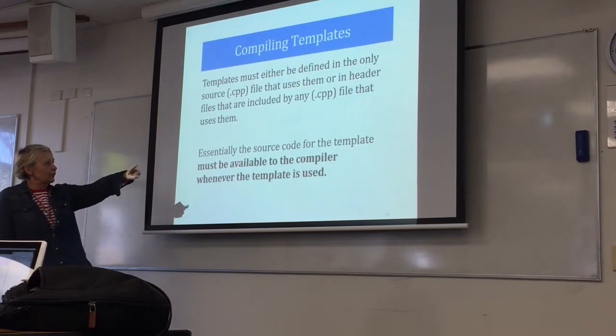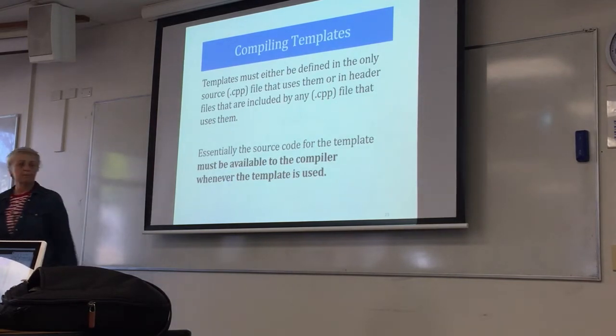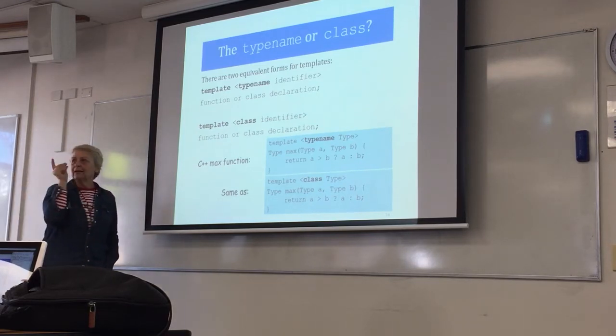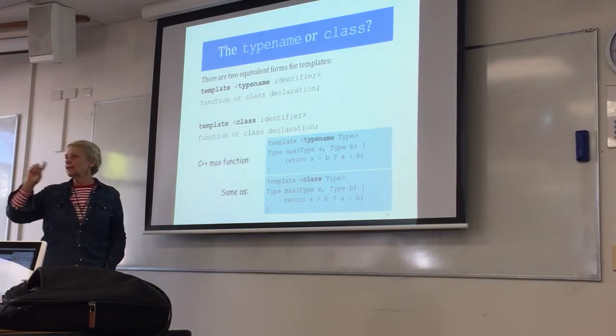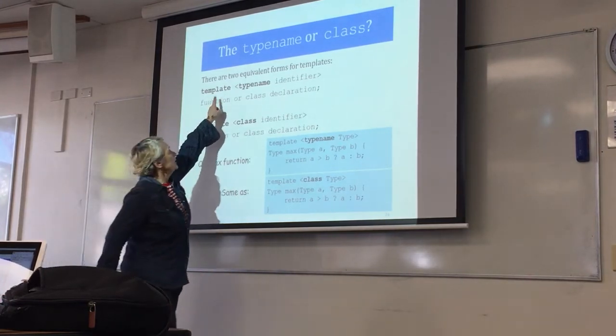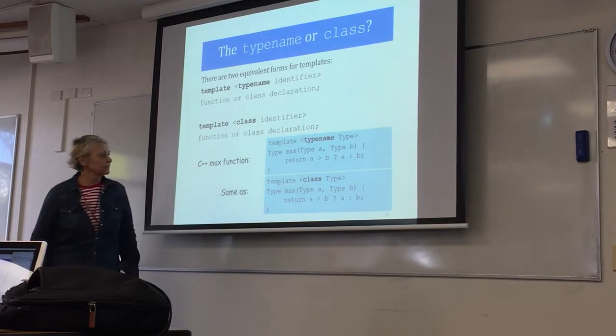The source code for the template must be available to the compiler whenever the template is used. And if you don't use the template, the compiler doesn't check the syntax. So be aware when you define templates, you have to call it effectively. Otherwise, you might have a wrong templated function. If you haven't called it, the compiler does not check the syntax and correctness.